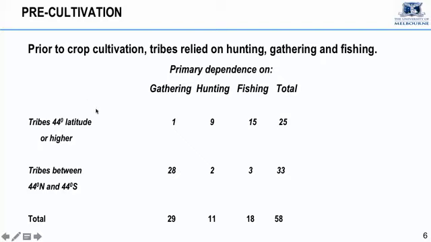But if you look at north of the 44th parallel of latitude, fundamentally it was all about gathering, hunting and fishing. But when you move between 44 north and 44 south, so that includes the equator, what we call the tropics, tribes predominantly started gathering. In other words, they started cropping. And that includes Mesopotamia, it includes Shang, and includes South America and North America as well.